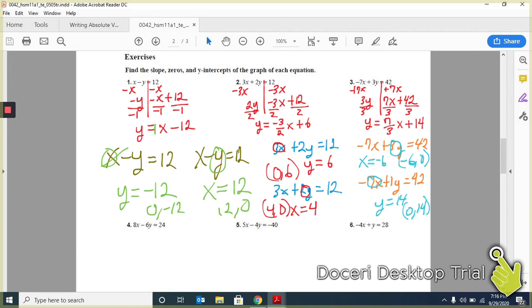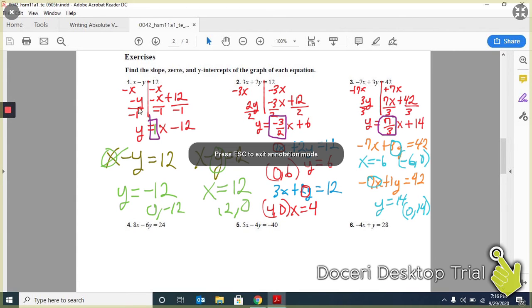Okay. Then my slopes, I'm going to color in purple. So this is slope 7/3. This is slope -3/2. And then this is slope, which is 1. Okay.